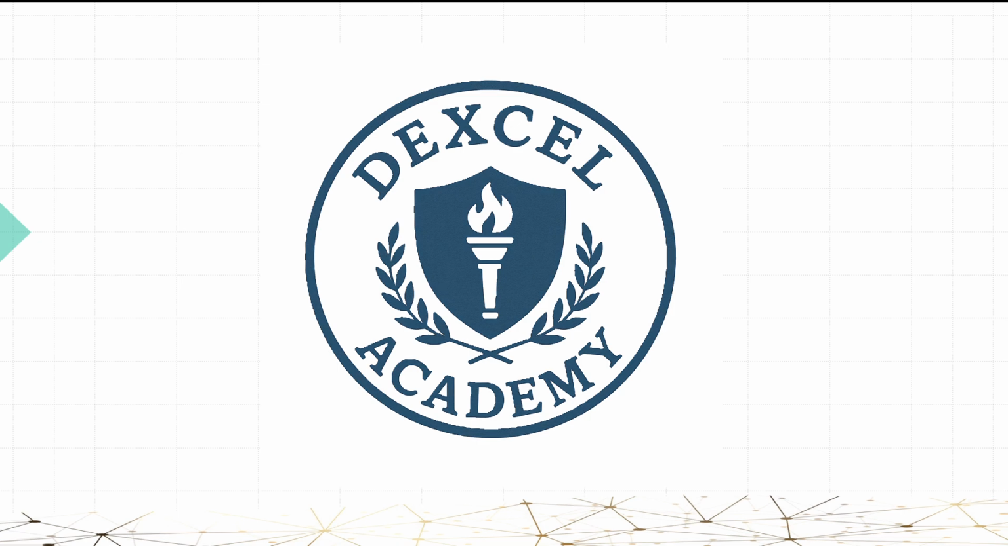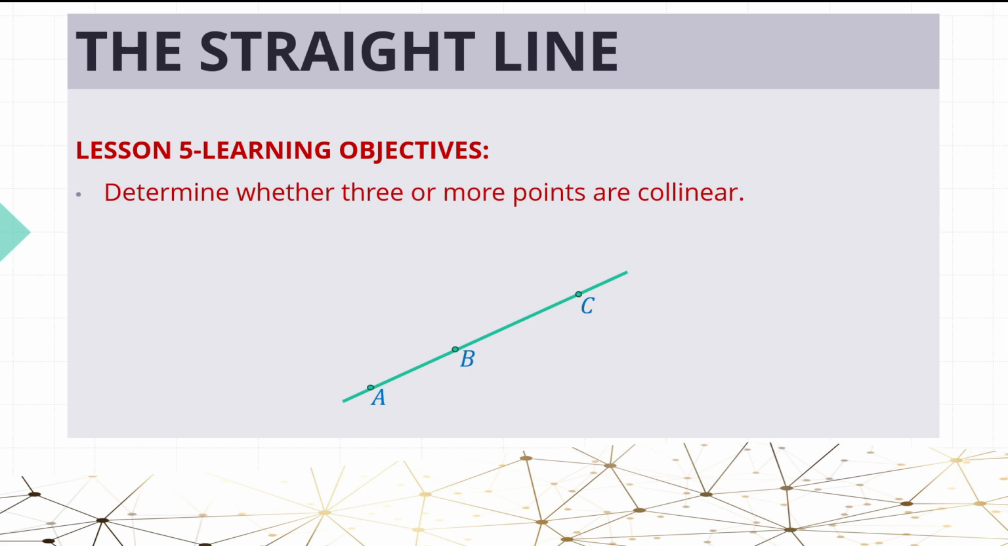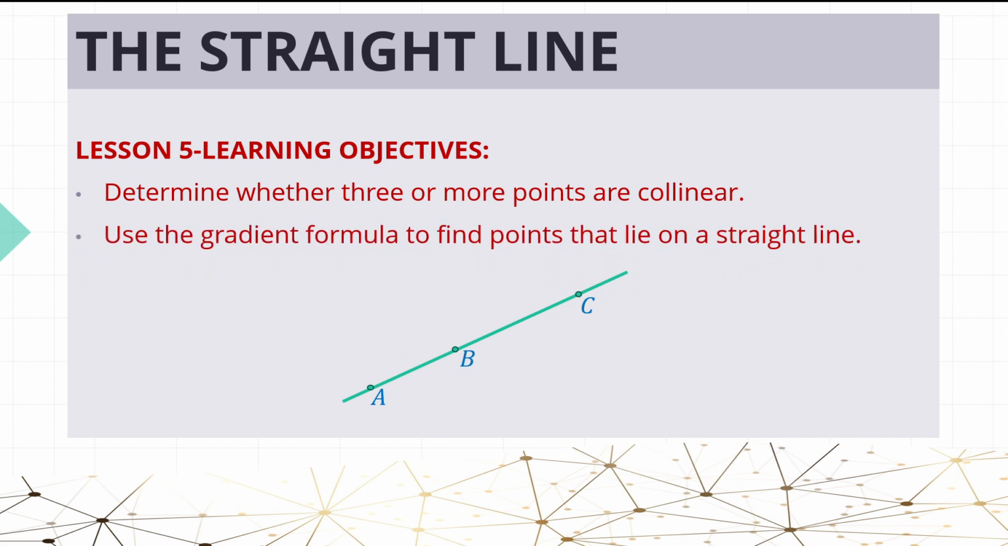By the end of this lesson, you'll be able to determine whether three or more points are collinear. You'll also be able to use the gradient formula to find points that lie on a straight line.